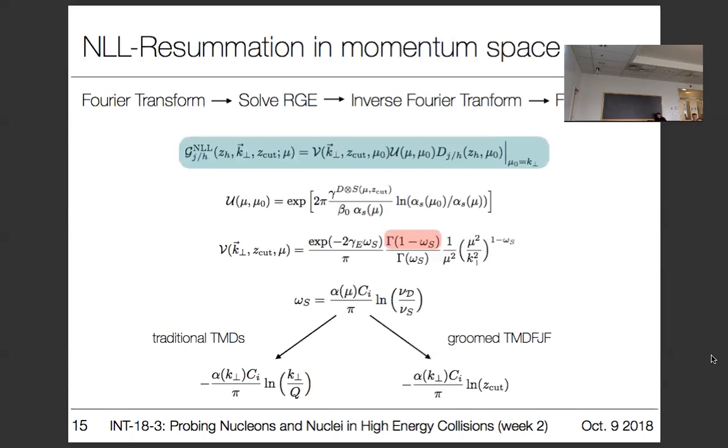But for the groomed case, this is just a log of zeta, so it does not depend on kT at all, except through alpha_s. And therefore, if omega_s for a particular value of zeta is a good choice, that means that it's away from 1, then you can probably use the momentum space resummation throughout until you hit the Landau pole.